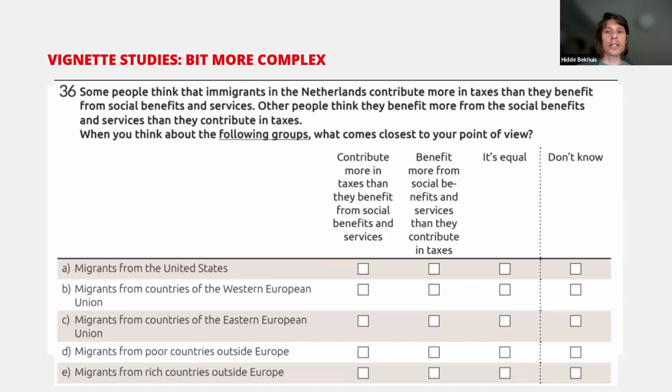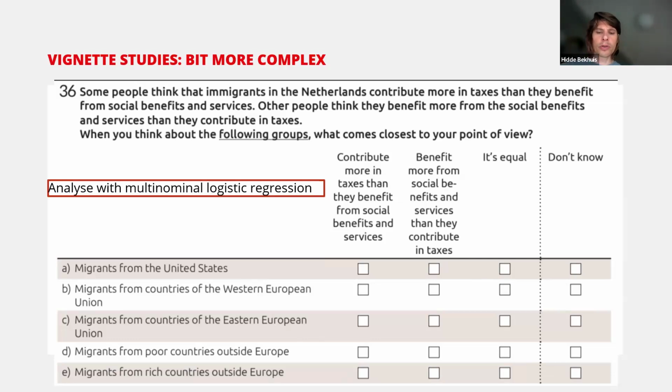And because we don't want people to guess, we also give them the option don't know. But still, although this is a bit more complex because you have five groups and three answer options, you can present it in one simple figure like we did here. And especially when you do it online, you can make it even easier to show. But analyzing this will be a bit more complex, although you still use multinomial logistic regression. Or, if you only want to say, okay, I'm only interested in who is contributing more or who is benefiting more, then you can also use normal logistic regression analysis. So that is still pretty straightforward.